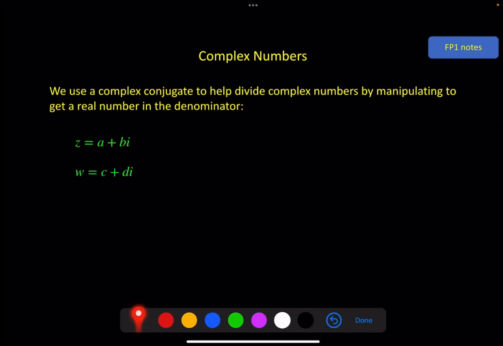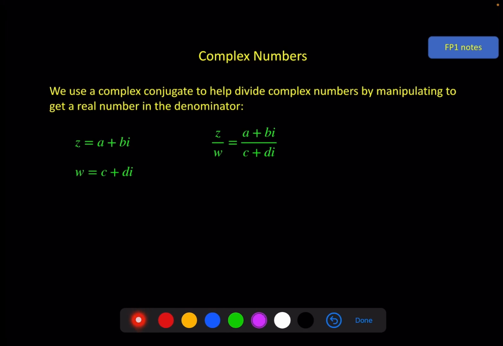Now here we're going to need two different numbers. So I've called the first one Z and the second one W. And each of these has its associated complex conjugate. Z has a Z star and W has a W star. Now in order to divide these two numbers, what we want as a final answer is a complex number in the usual form, a real part plus an imaginary part. We don't want to have a fraction left in there.